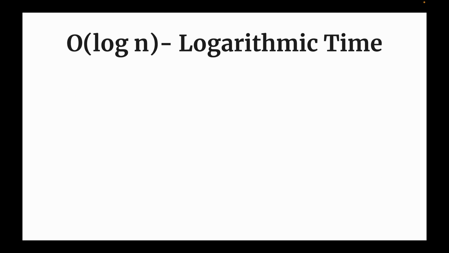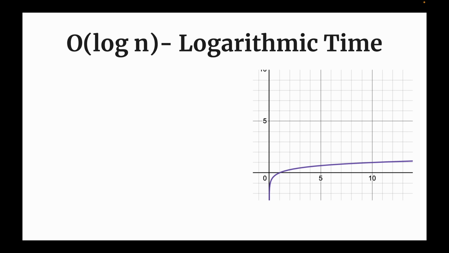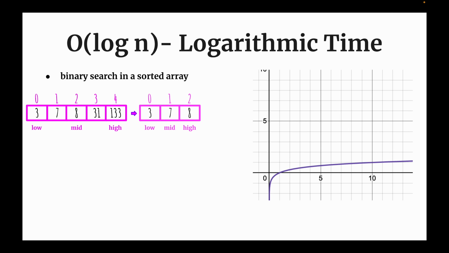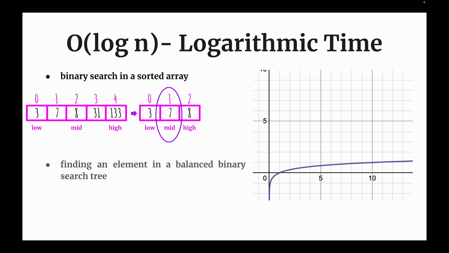The next one in our list will be big O of log n, or logarithmic time. This algorithm's runtime increases logarithmically with the input size, as you can see here in the graph. And the examples will include binary search in a sorted array, or finding an element in a balanced binary search tree. And both of those cases are considered to be big O of log n complexity, because in both of them we can cut the search space in half, as we do in binary search or balanced binary search tree.